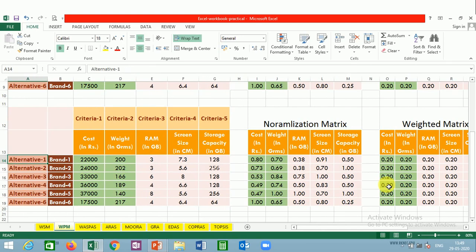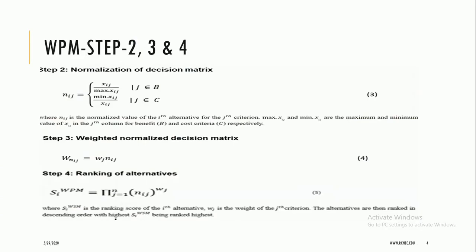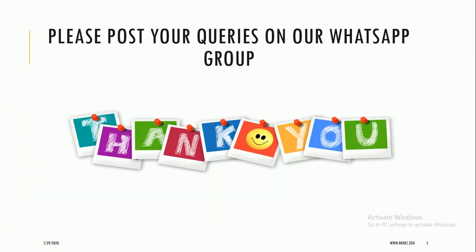So this is the second technique that we have learned today. First was the weighted sum method model, next is the weighted product model method, and these are the steps that we have used while applying the things. And this is all for today's session.